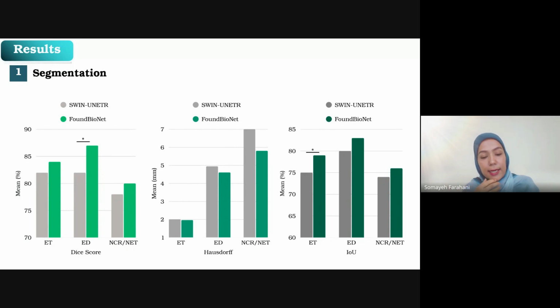Its pre-trained weights on a breast dataset were provided by another research team. And as you can see, our model outperformed SWIN-UNETR across all subregions and metrics, including dice score, Hausdorff distance, and intersection over union, IOU.